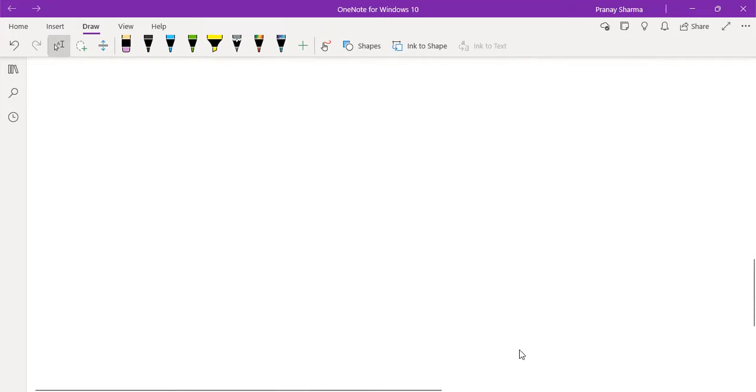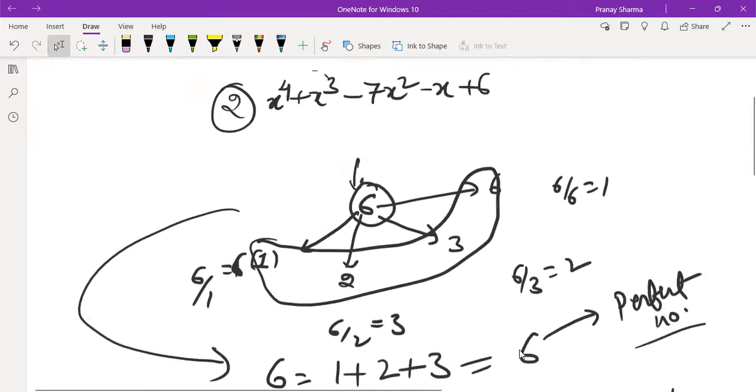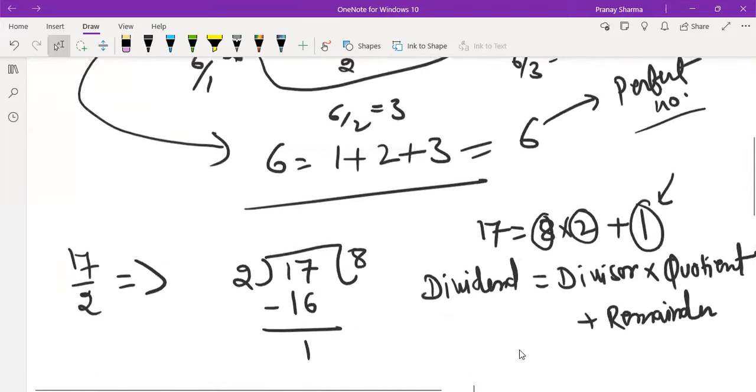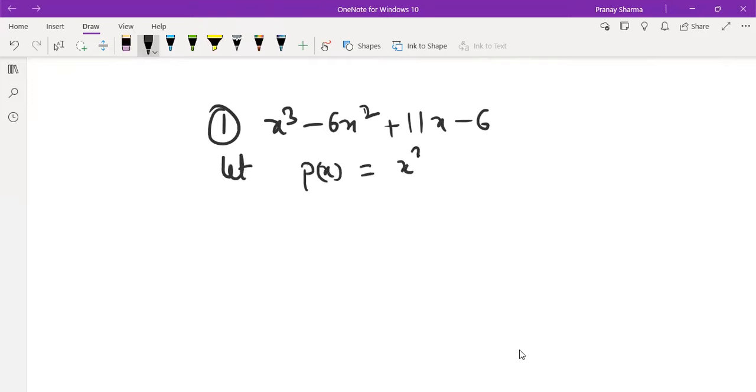x cube minus 6x square plus 11x minus 6. Let us see if we have copied the question correctly or not. Yes, we have copied it correctly. All right, so this is the question we will be answering here. Now we need to find one number which, when substituted in this, will give us the zero of the polynomial. What do we understand by the zero of a polynomial? Let this be p of x. All right, I have expressed this in this format.